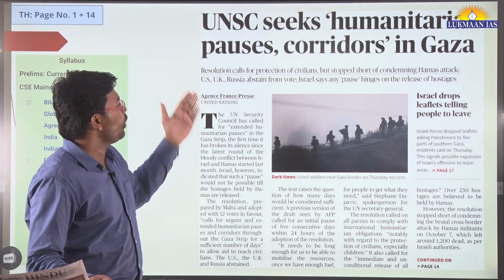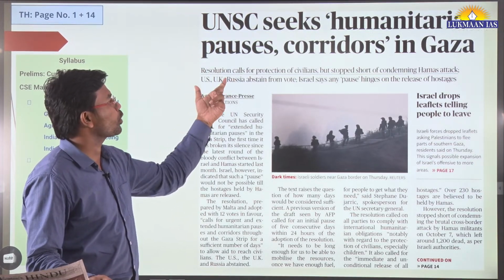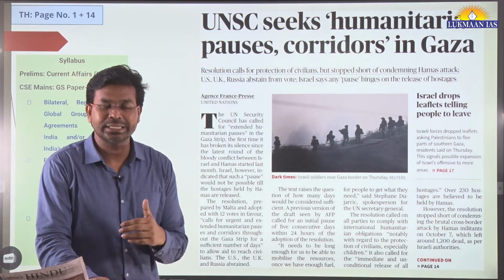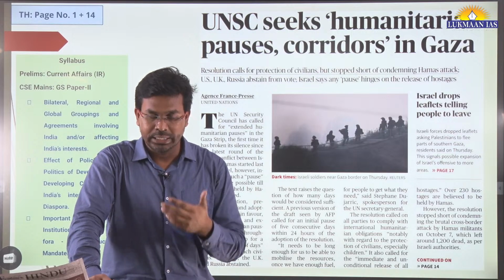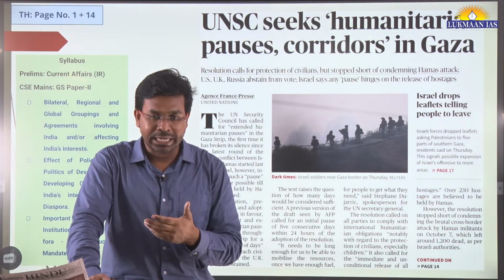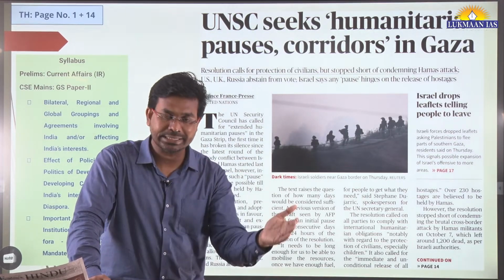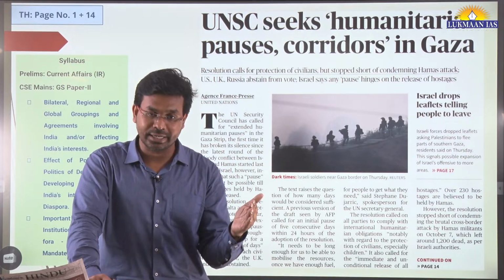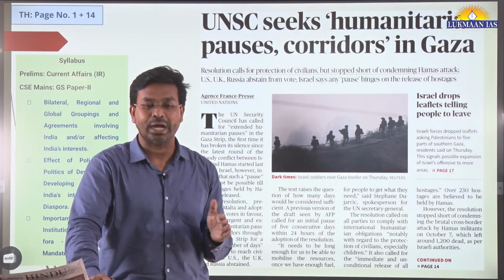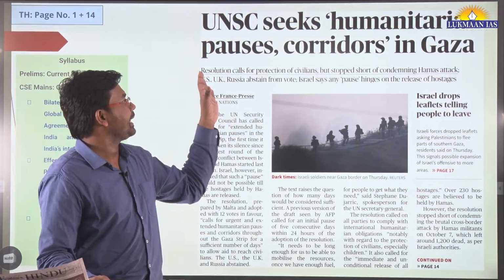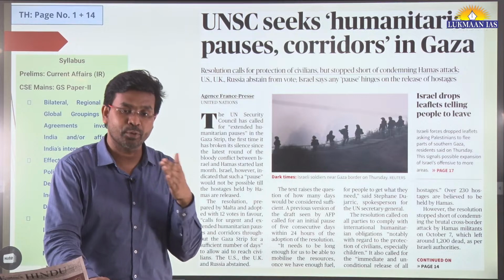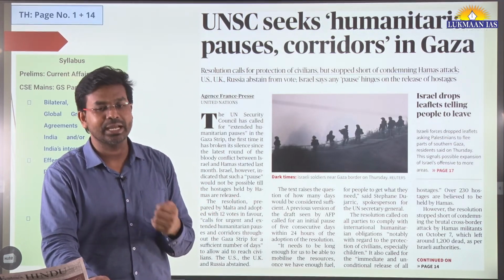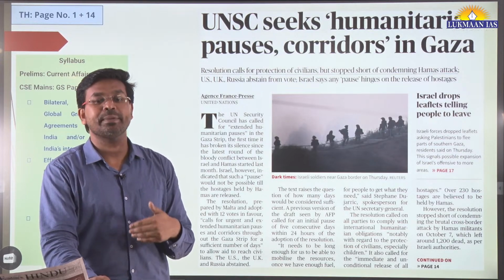So with this, let us now discuss the first topic of the day. This is: UNSC seeks humanitarian pauses, corridors in Gaza. This particular article has relevance with the ongoing war between Hamas and Israel. Hamas initially conducted an attack this year, and in retaliation Israel has been conducting attacks. It has now entered into Gaza Strip as well. Not only has it entered, it has killed more than 11,000 people. Most of the people are civilians there in Gaza Strip, and 40% of them are children.